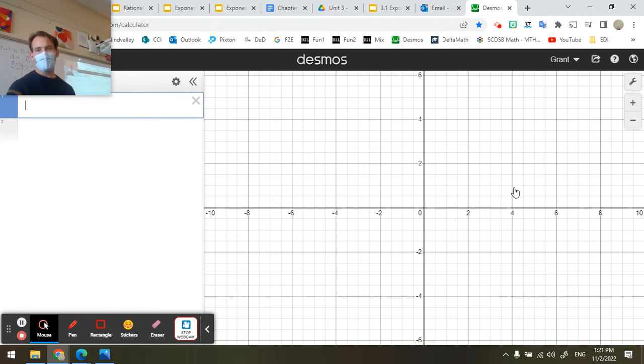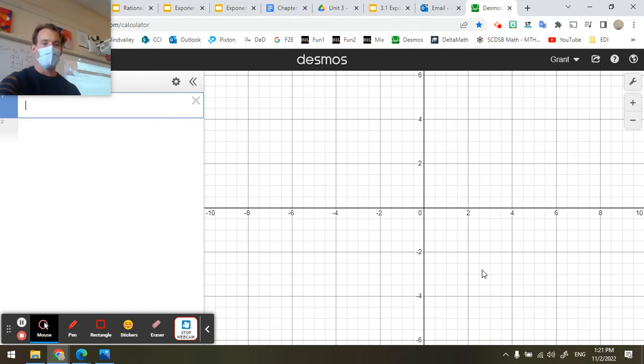Notice it had a vertex where we thought it did, 4, 1. It's increasing. Its value gets bigger as x gets bigger until you get to 4, at which point it starts decreasing. So that shows you the increasing interval is all x values up to 4.